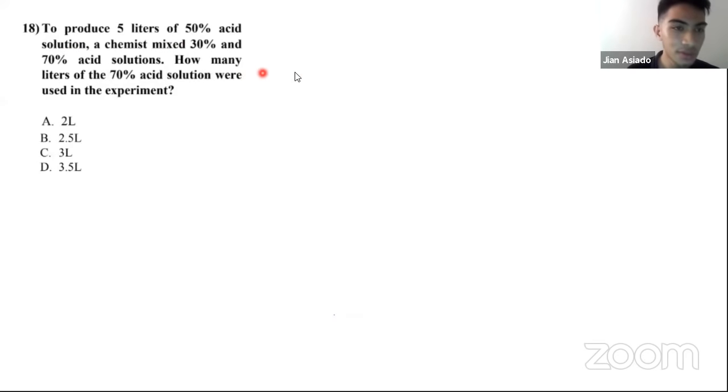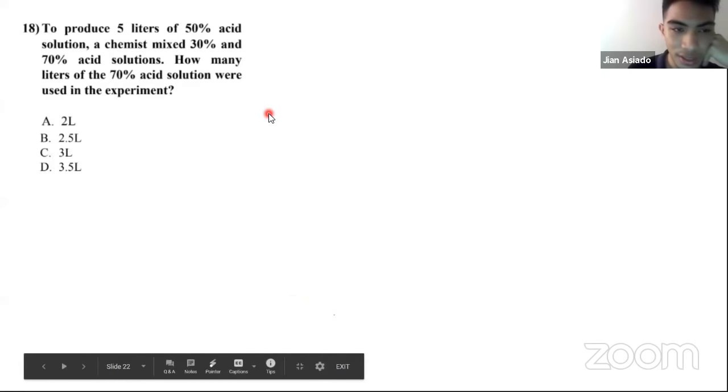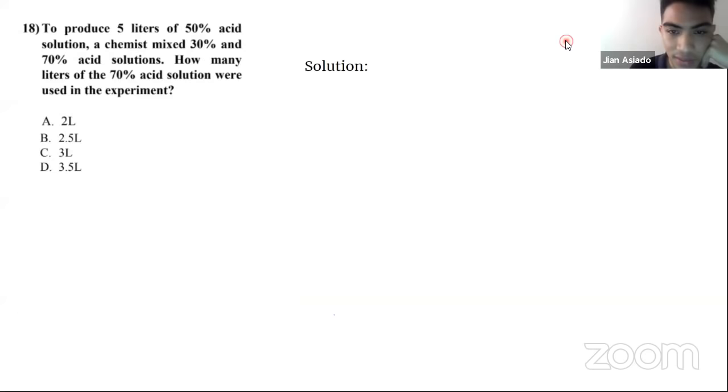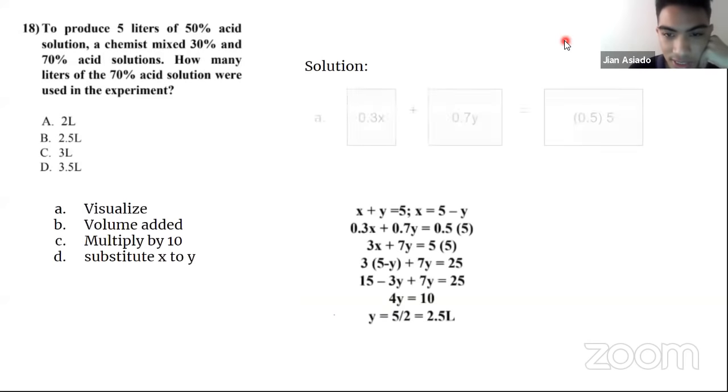Now, 80 naman to produce 5 liters of 50% acid solution. No, a chemist mix 30% and 70% acid solutions naman. Okay, so same lang sila no na acid solution. Pero how many liters of the 70% acid solution were used in the experiment, no? Para magkaroon ka ng 5 litro ng 50% acid solution. Okay, so madalas ang ginagawa ko dito, like I visualize, pwede naman something like this, no?